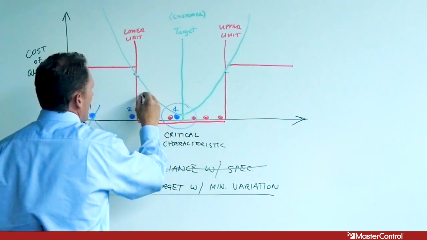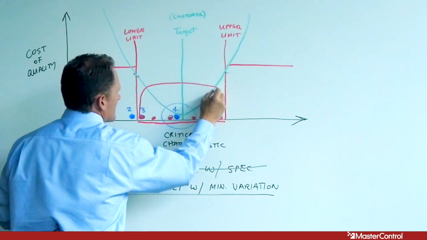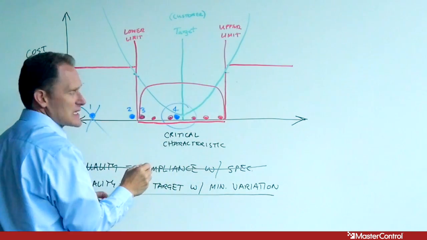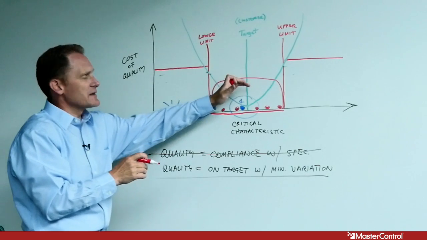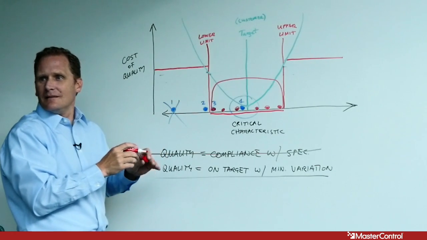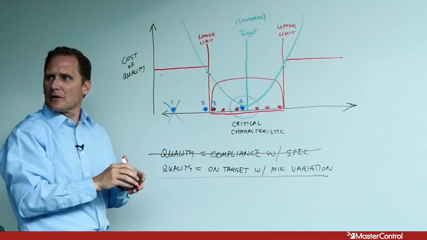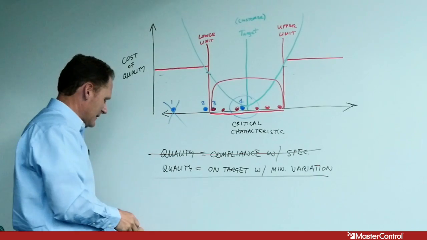And if I may draw what everything looked like, it ended up looking like this kind of bread loaf inside the specification there. There was just as much chance of having a part here at the edge as there was in the middle. So they thought they were doing pretty good. Hey, our quality system's working.